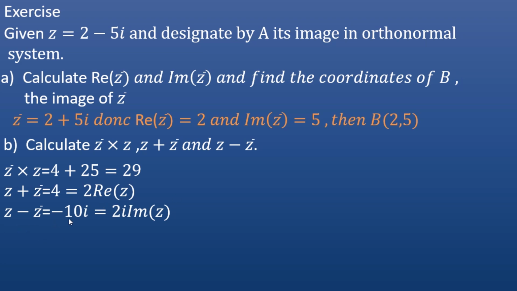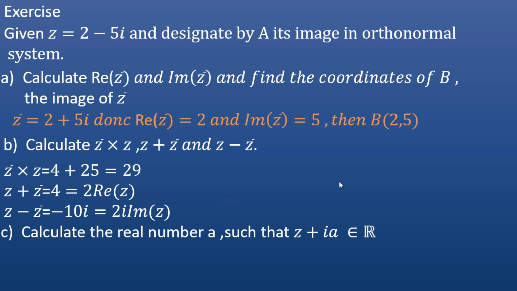z minus z bar equals minus 10i, which equals 2i common factor, imaginary of z. Imaginary of z is minus 5. We multiply 2i times minus 5, we get minus 10i. z minus z bar always equals 2i imaginary of z.